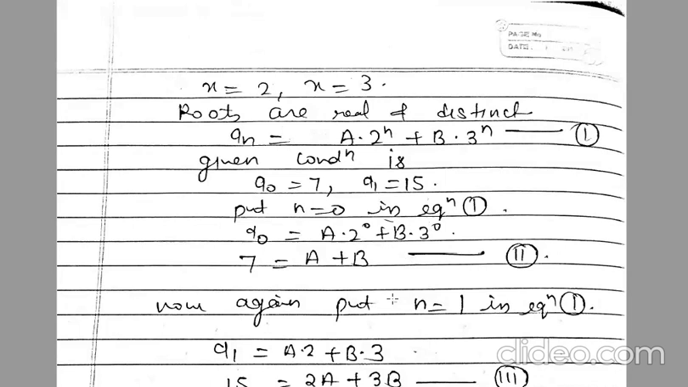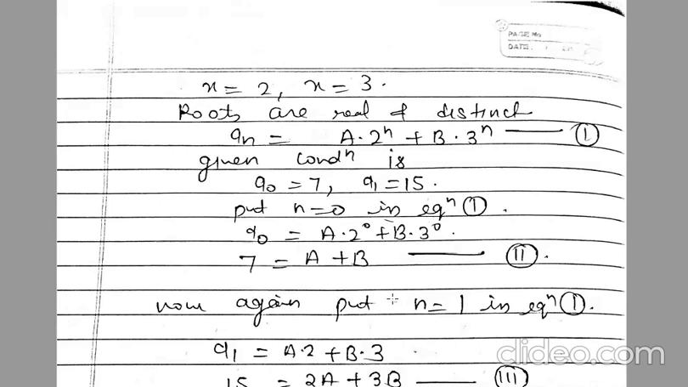So there are two cases. First one, roots are real and distinct. Second case was roots are real and the same. So our roots are different, so we will apply the first case, roots are real and distinct.